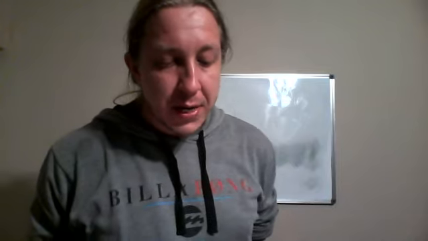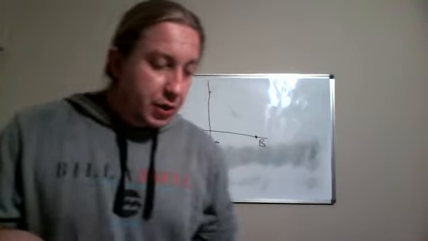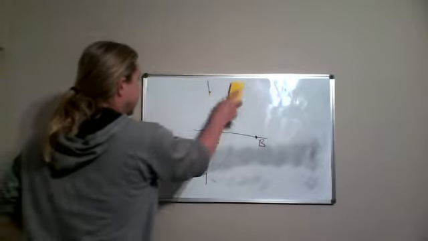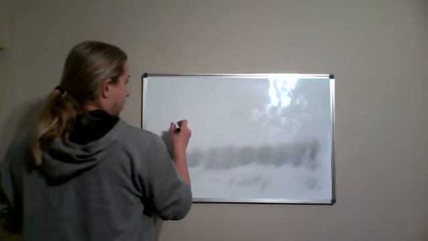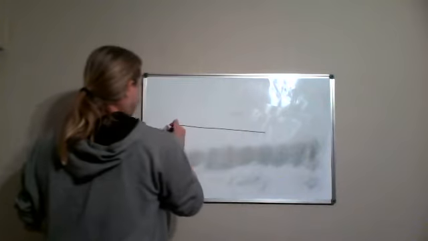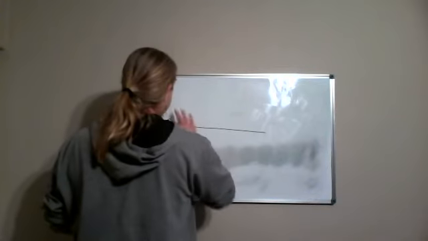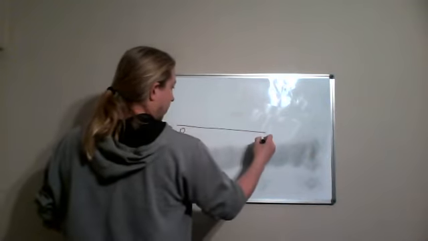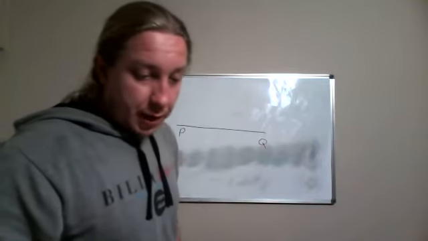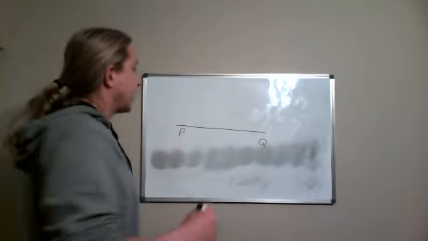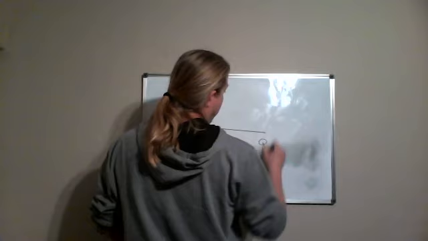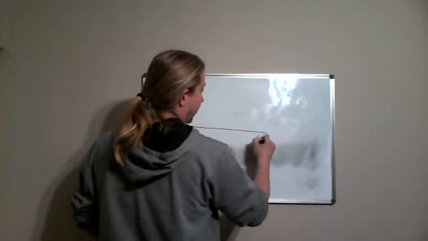Now what they're saying is construct line PQ, which is 6 centimeters, and then construct a perpendicular line at Q. So now we have PQ, which is 6 centimeters. This is my P and Q, and we want a perpendicular line going through Q over here.